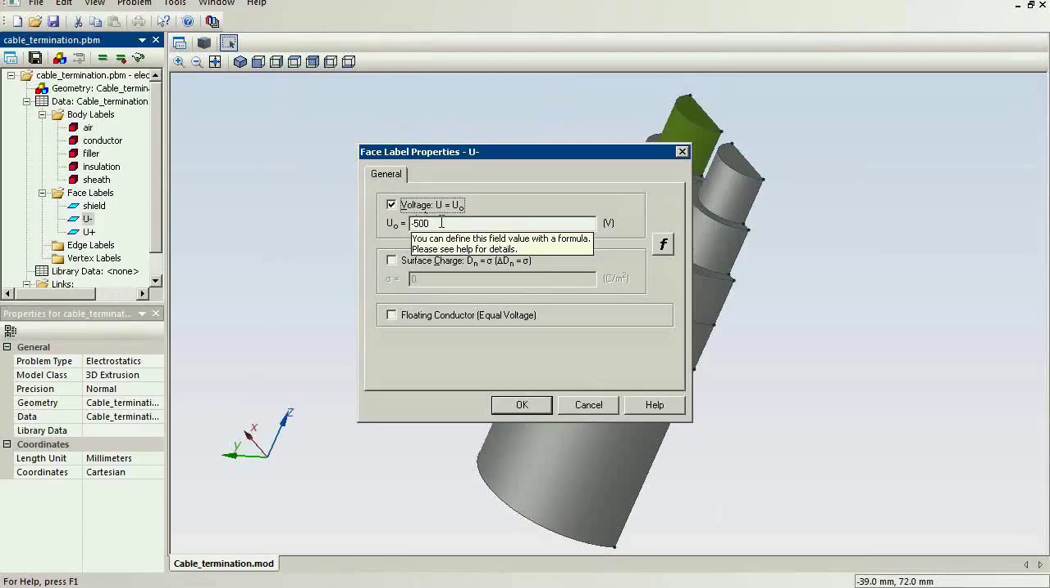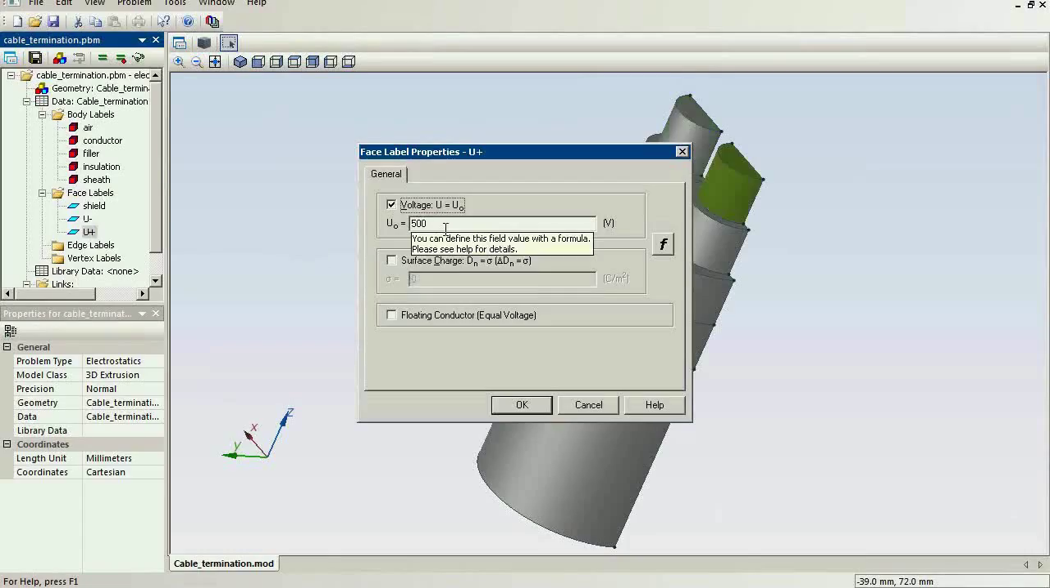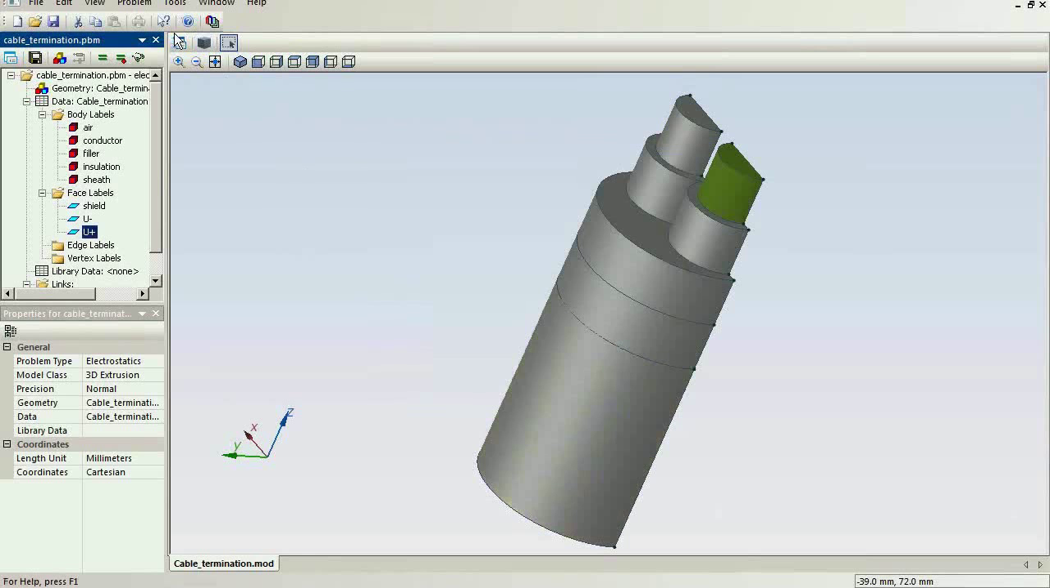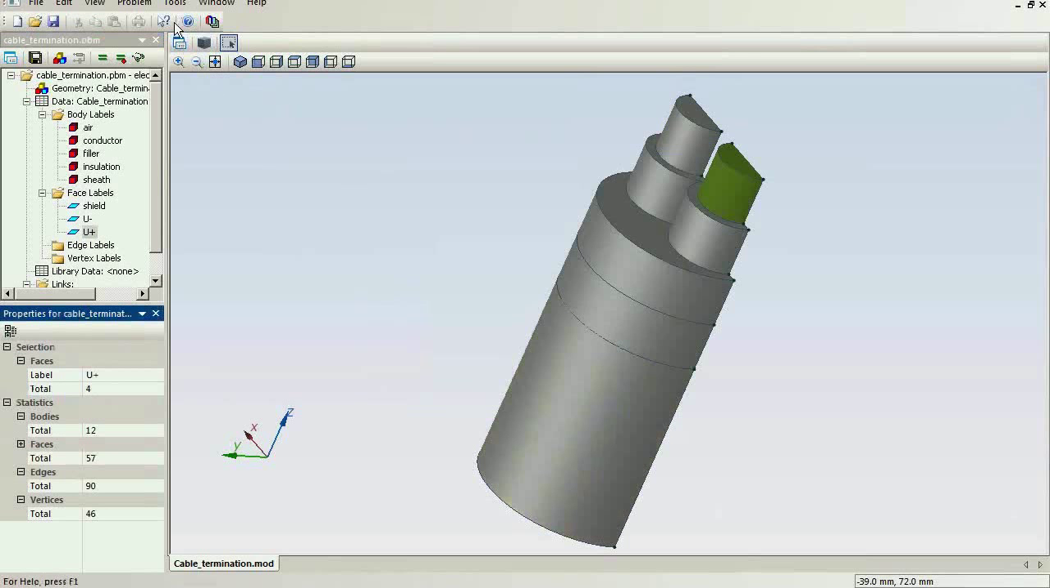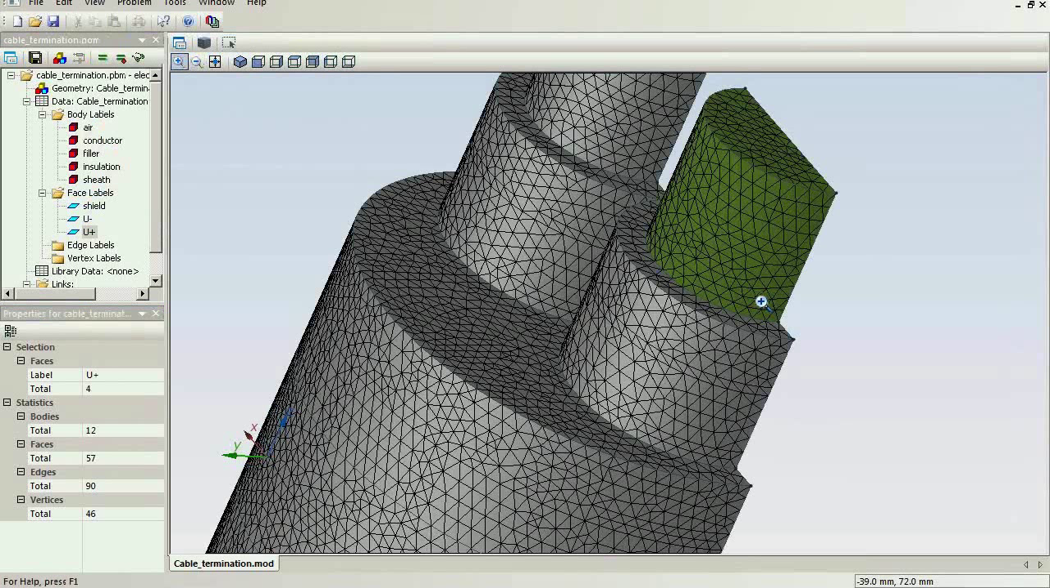And for each conductor surface, I specify the electric potential. This is the low voltage cable, so for the negative conductor, I specify -500 volts. And for the positive conductor, I specify +500 volts. I will switch on the mesh so you can see that this is truly a three-dimensional problem.